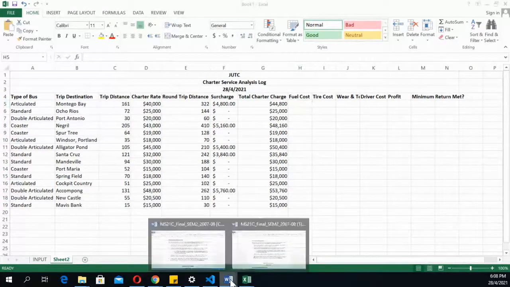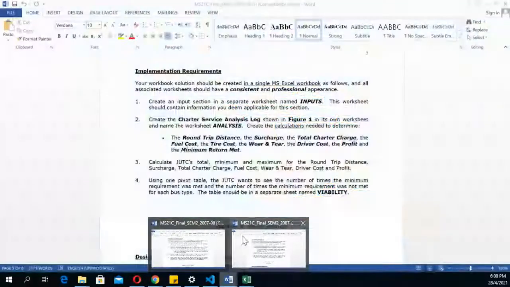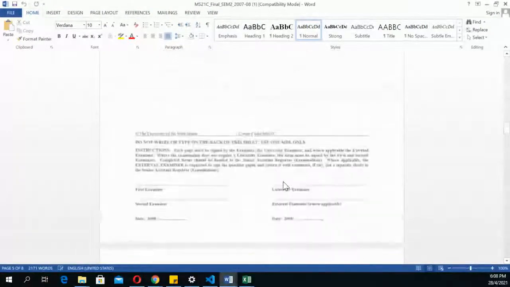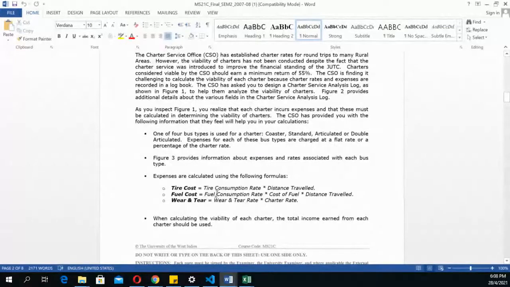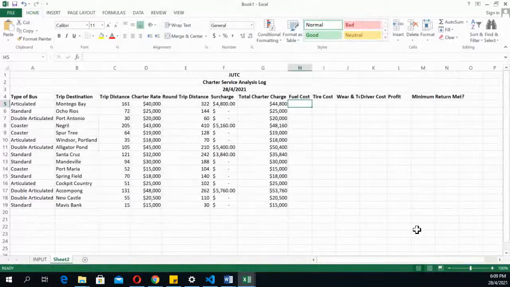All right, so for fuel cost now, what's the formula for fuel cost? So let's scroll up. It's the fuel consumption rate, times the cost of fuel, times the distance traveled. So there are three components to your fuel cost. All right, thanks, Jerry. We have the fuel consumption rate, the cost of fuel, and distance traveled.